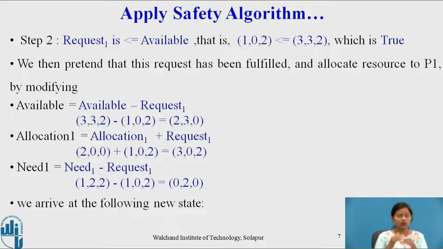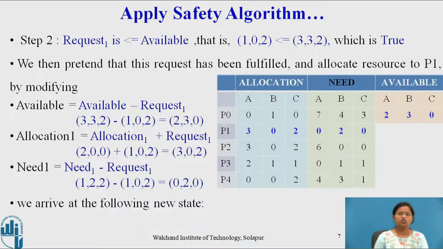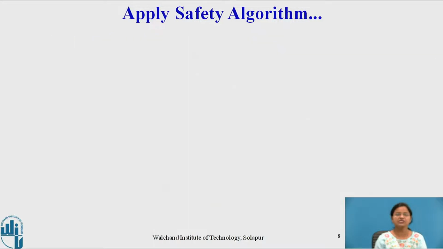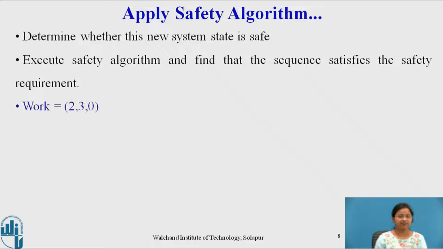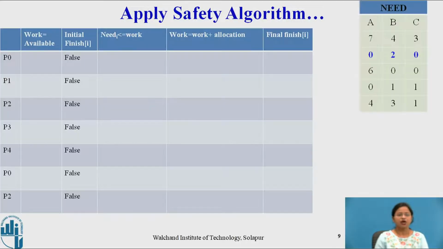So by modifying these matrices we now arrive at the new state. The new state of the system is: P1 allocation is 302, its need is 020 and now the available matrix is 230. Once we get this new state of the system, again we have to check whether this system is in safe state or not, and for that purpose again we have to apply the safety algorithm with work equal to 230.